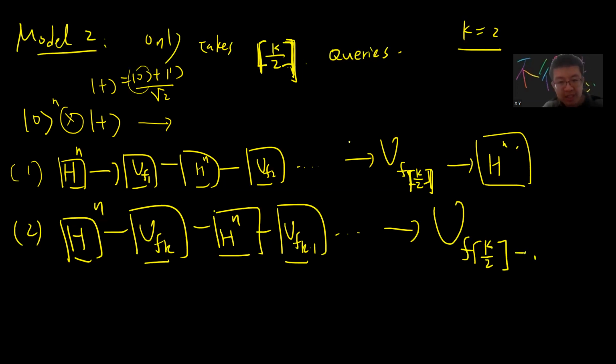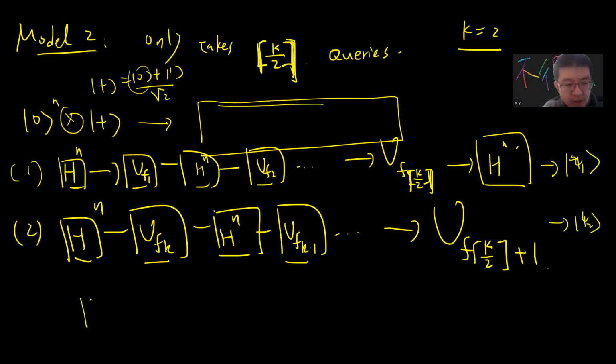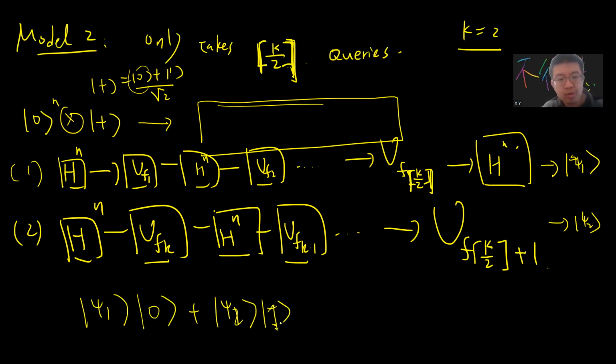Okay, plus 1. Okay, and after that you will get some state, right? You'll get some complicated state. Okay, and let's say this state is psi 1, and then this state is psi 2. Okay, so after that you will get psi 1 0, right, plus psi 2 minus 1. Okay, so now you measure the second qubit in plus or minus 1 basis.